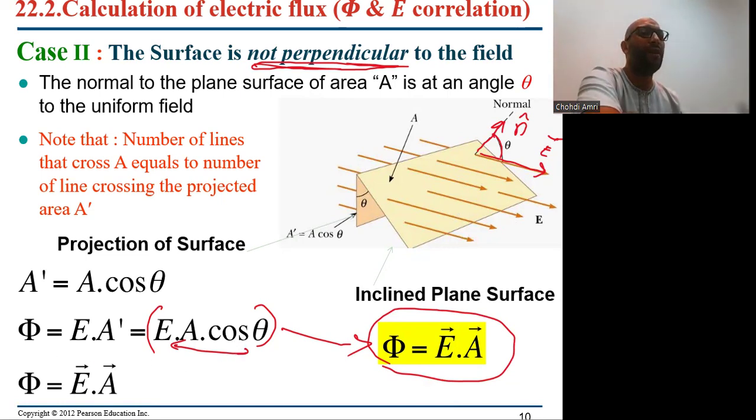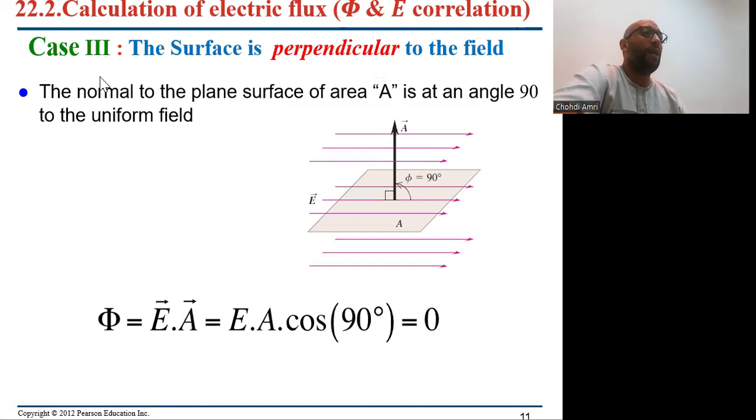Okay, and this equation is more general than the first one, because in the first case we took a special case when the electric field lines are perpendicular to the surface. Now the electric field is not perpendicular; it makes an angle theta with the normal of this surface. Okay, case 3, the surface is parallel to the field, and the normal to the plane of the surface, area A, is at an angle of 90 degrees.